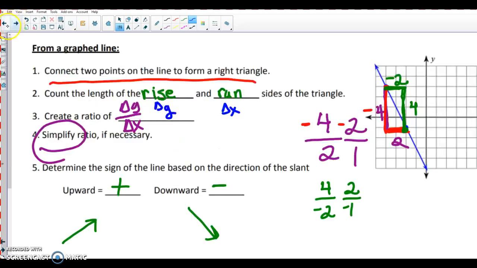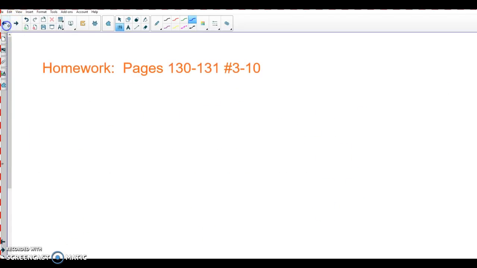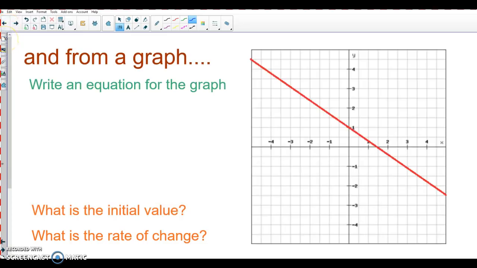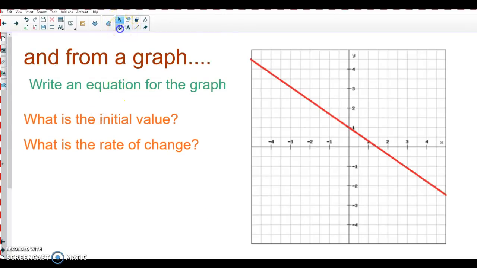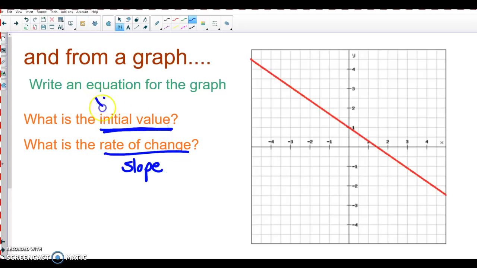Okay, so let's go through and we're going to practice some. I'm going to find some here. So we want to write an equation for the graph. So we need 2 things. We need the initial value and we need the rate of change. So remember that rate of change is the slope. Now, initial value is the same thing as y-intercept. It's where x equals 0.